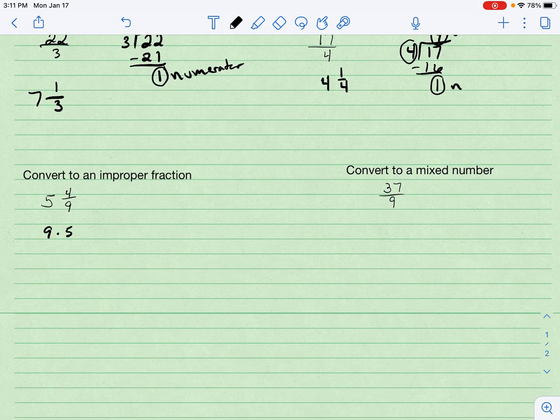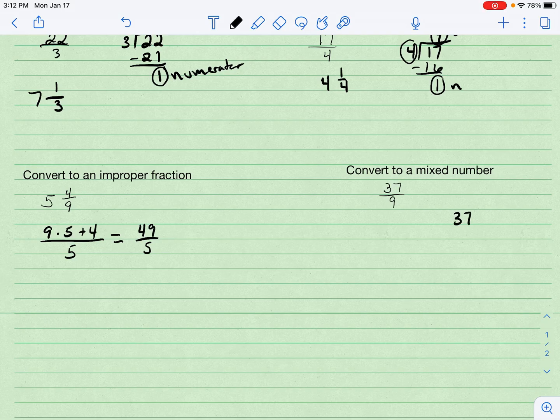All right, 9 times 5 plus 4. That's how we get our new numerator from a mixed number, and denominator stays the same. So 9 times 5 is 45, plus 4 is 49. Denominator stays the same.